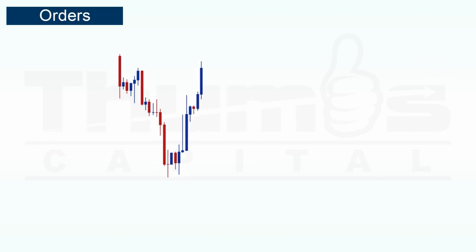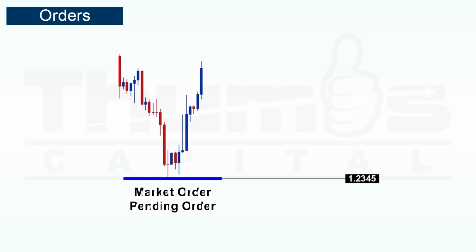1. Orders. This is a very important data. It shows us the orders opened by institutional traders. It shows market orders, which are the already active trades, and also pending orders, which are placed at specific price levels for activation when the price runs that level. This image shows how the order data is presented.